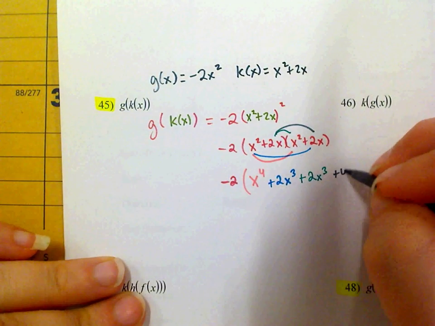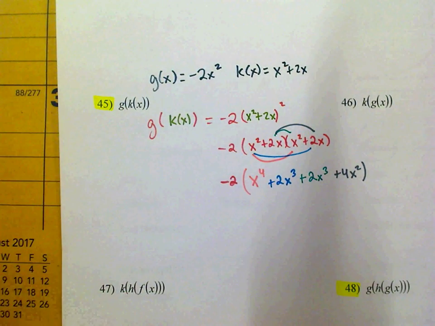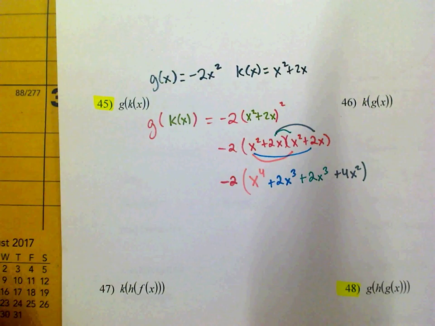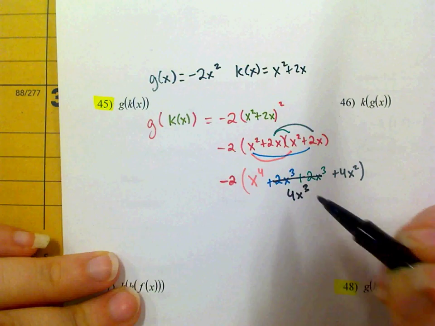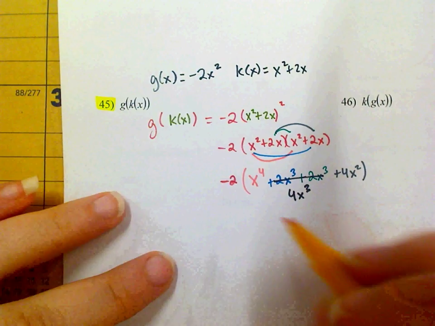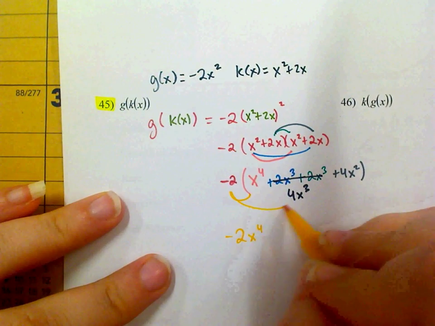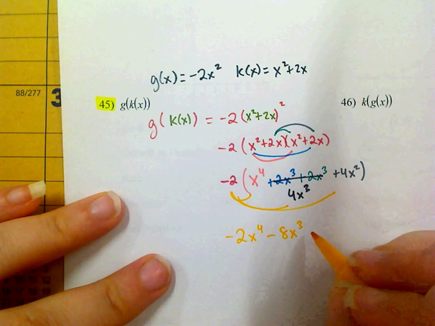The only thing I can combine are the middle two terms. So these two combine to 4x cubed, because I'm just adding them. 2 of them plus another 2 of them is 4 of them. And now I distribute the negative 2. So I've got negative 2x to the 4th minus 8x cubed minus 8x squared. And there we go.